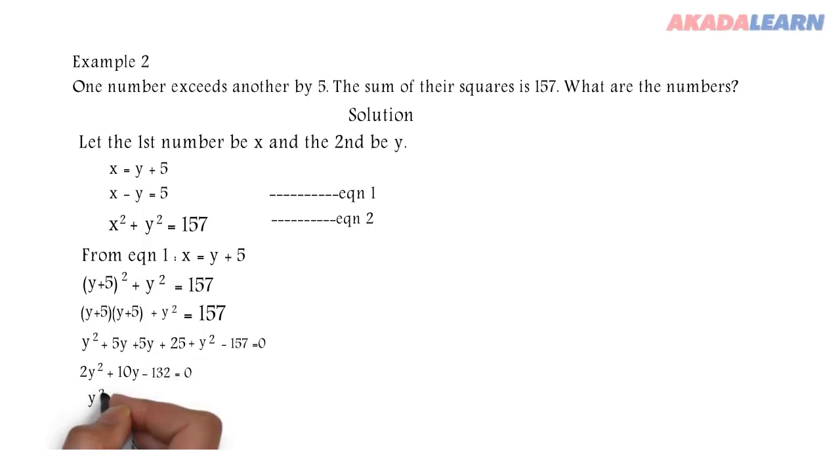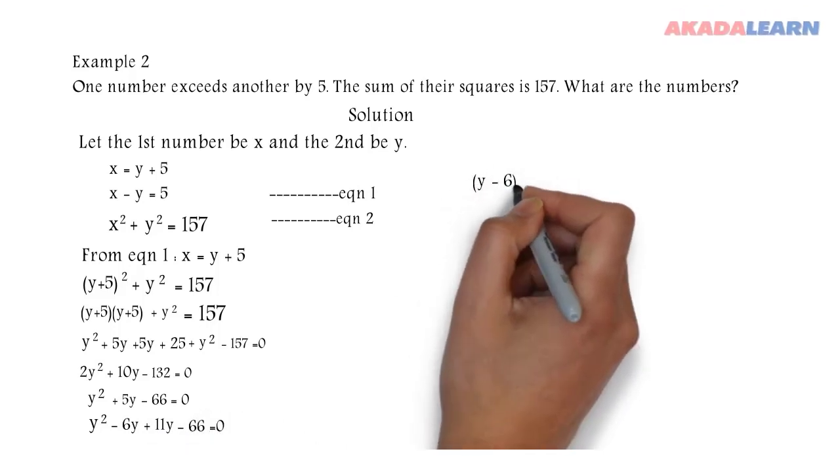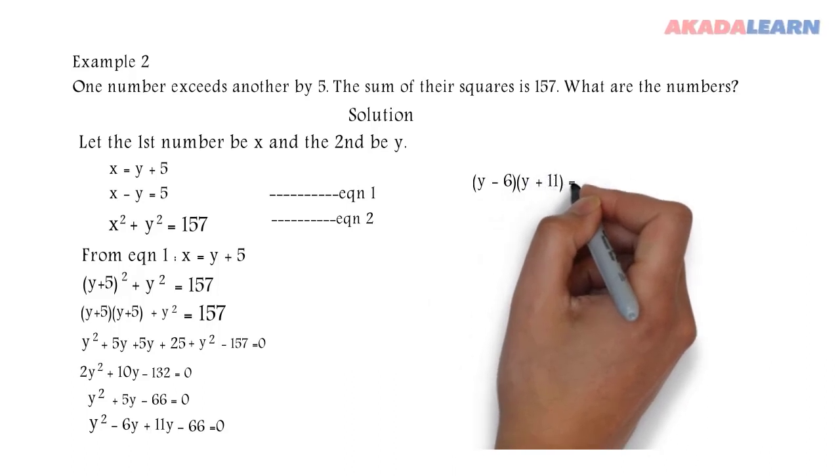So let's divide through those three terms by 2. We divide by 2 just to simplify. So we now have a quadratic equation which we are going to factorize. The factors of minus 66 that add up to plus 5 are minus 6 and plus 11. So we are going to replace the middle term with them and we simplify further.